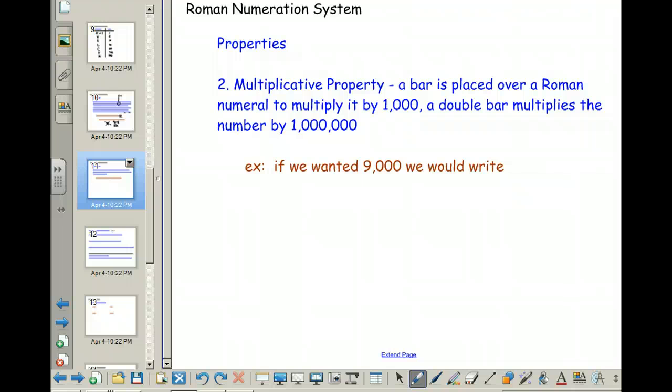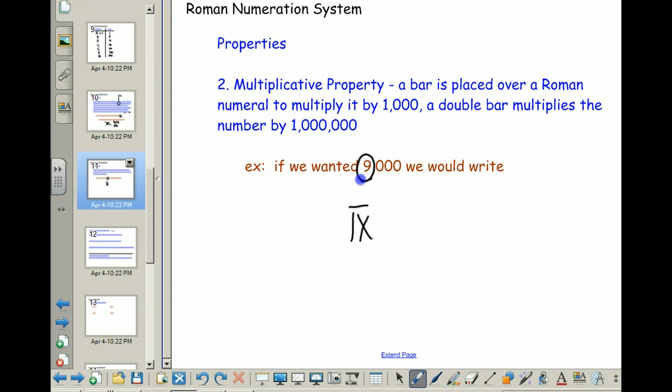If you have a portion of a number that has a single bar over it, it means times 1,000. And if you have a double bar over something, it means times 1,000,000. So for instance, if we wanted to do 9,000, we would first write the number 9, which we just did a minute ago. How did we write 9? IX. That's 9, and we turn it into 9,000 by putting the bar over it.